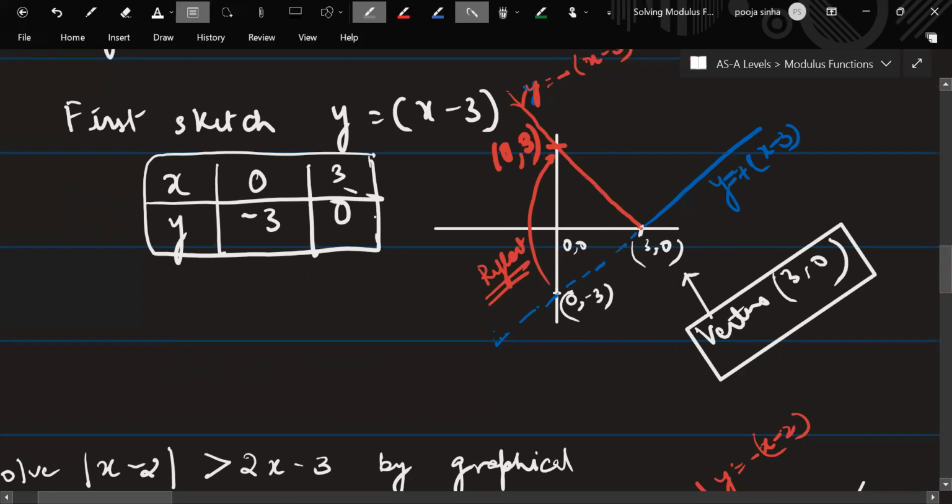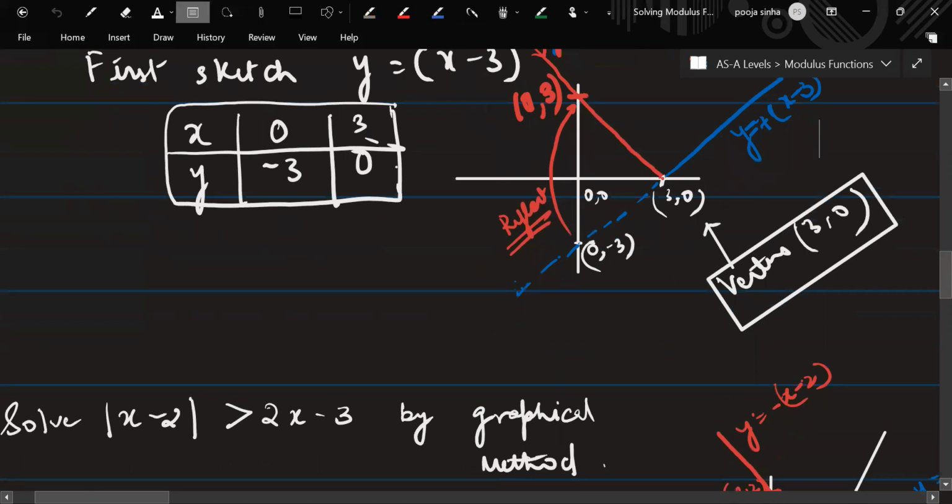So, what did we get? What is the vertex that we got? 3, 0. What is the y-intercept? This is the line that you got, the y-intercept is 0, 3. Very good. The x-intercept is 3, 0, and that's also your vertex. Then you also show this one because this is also important because you're going to reflect it over. Got this one clear?